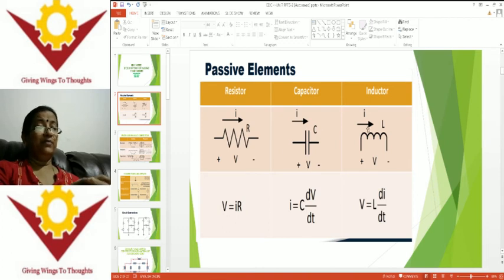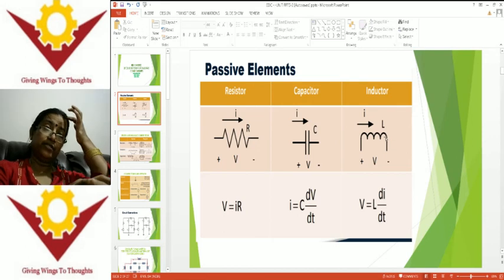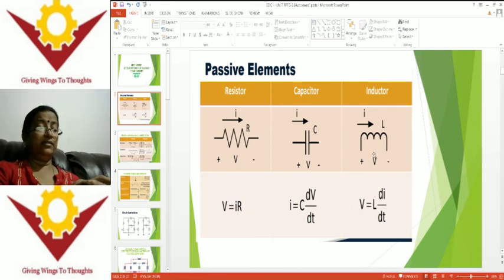Similarly, inductor is another passive element, and its energy is stored in electromagnetic form. The current flowing through the inductor we are representing as I, and it is denoted with the letter L, and the drop across the inductor is also denoted with the letter V. These are the notations or the symbols of passive components like resistor, capacitor, inductor.